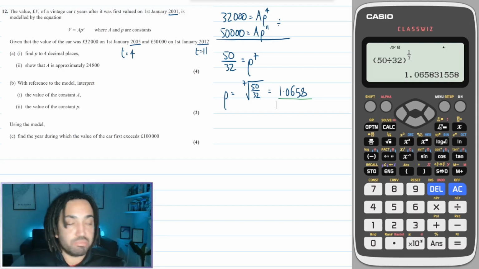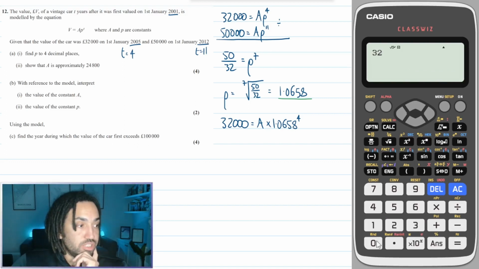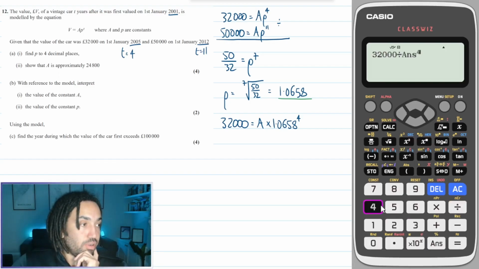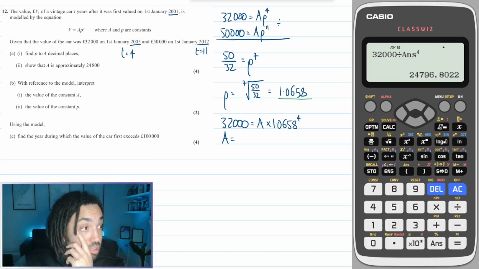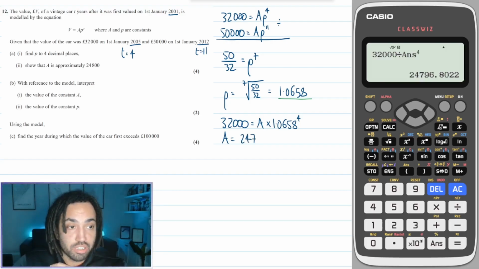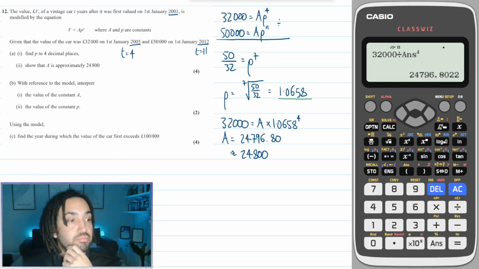now it says show that a is approximately that amount. Okay, well, let's just use one of the equations then. Let's use the 32,000 is equal to a multiplied by p to the power of 4. So what we're going to need to do to solve that is we're going to have to do 32,000 divided by that p value to the power of 4. Great. So a is equal to 24796.80, which is approximately 24800. Great.